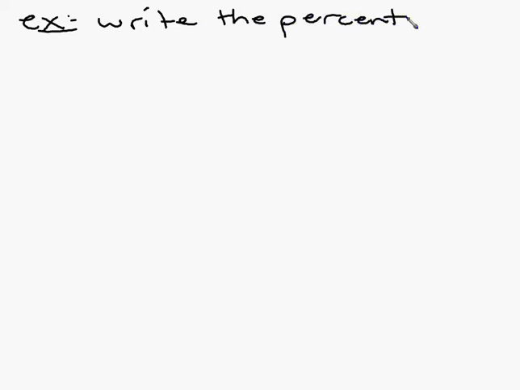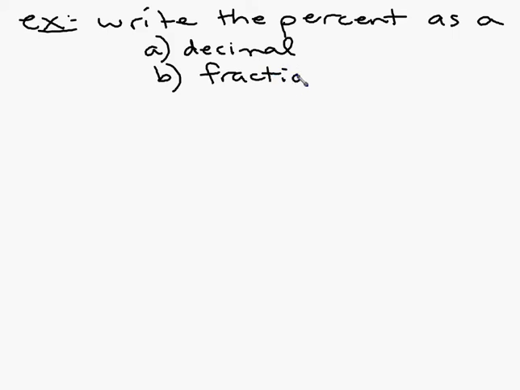Let's go on to another type of problem. What if they ask you to write the percent? Now they're giving you the percent and they want you to write it as A, a decimal, and B, as a fraction. So they're wanting you to write it in 2 ways. They're going to give you the percent. They want you to write it both as a decimal and as a fraction.